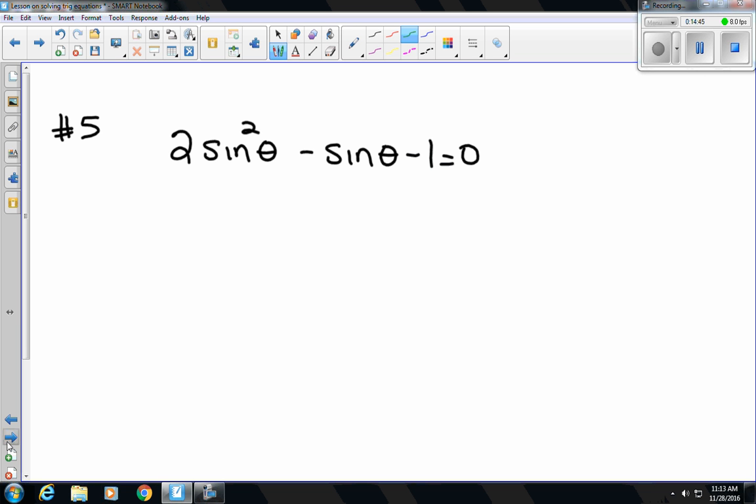This looks most like what you did when you were solving quadratics. Yes, great strategy to think about this in terms of an algebra problem. So how can I make this look like an algebra problem? Yep. Make sine theta be x. So this would be 2x squared minus x minus 1 equals 0. Now what? I need to factor that. This is a trinomial that needs to be factored.